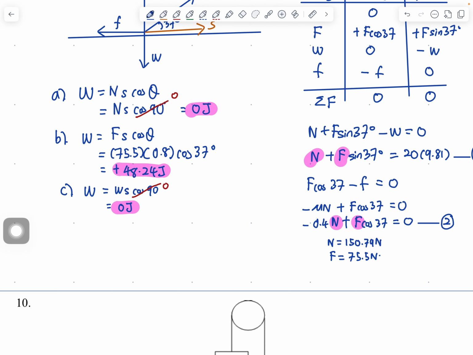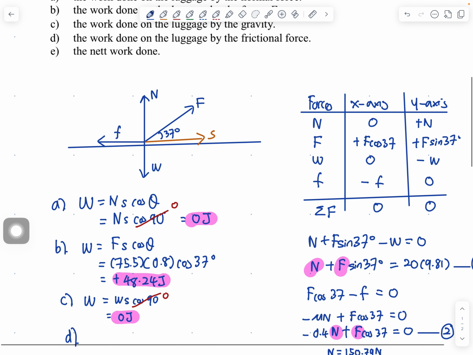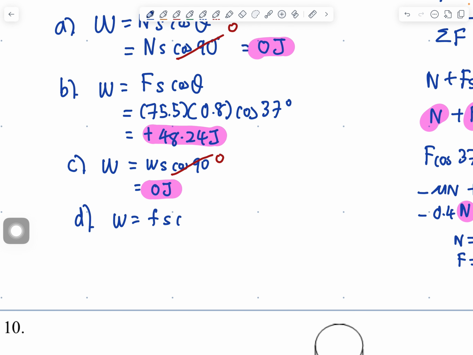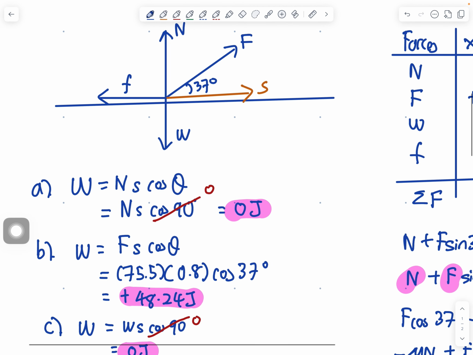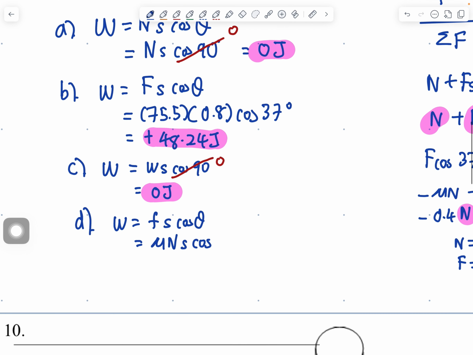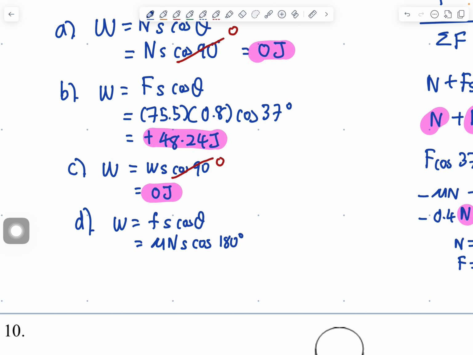The next part is D, where they ask us to calculate the work done by the frictional force. So I'm going to apply the equation: work done is equal to force, in this case the frictional force, times displacement, times cos theta. I'm going to expand the frictional force, which is mu N. As for the angle between the frictional force and displacement, if you look at the diagram, the frictional force is to the left and the displacement vector is to the right, so the angle between them is 180 degrees, opposite directions.